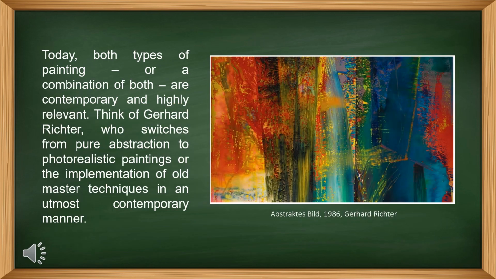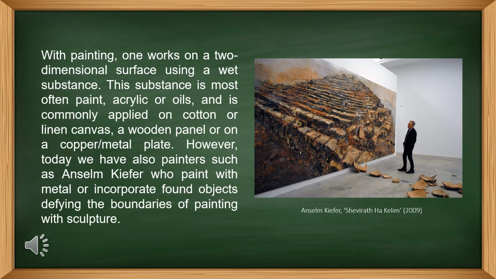Today, both types of painting, or a combination of both, are contemporary and highly relevant. Think of Gerhard Richter, who switches from pure abstraction to photorealistic paintings, or the implementation of old master techniques in an utmost contemporary manner. With painting, one works on a two-dimensional surface using a wet substance.